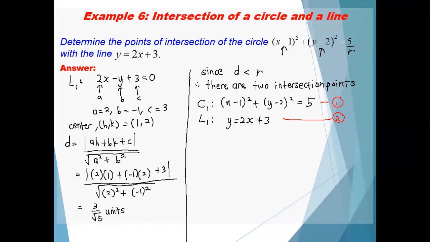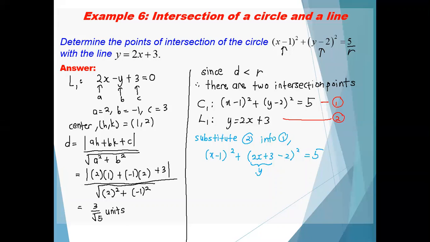Okay, so substitute 2 into 1. You get (x minus 1) squared plus y, which is 2x plus 3, minus 2 squared, is equal to 5. So yeah, this one is y.